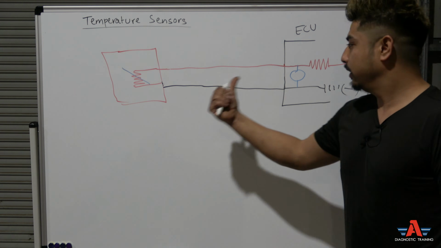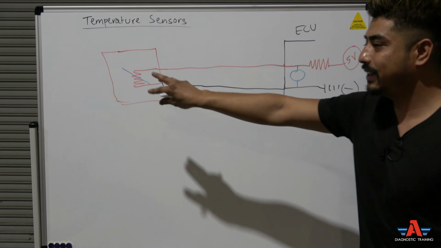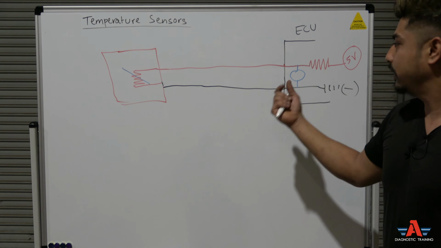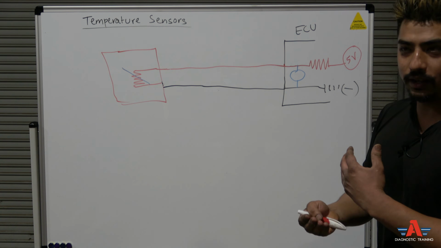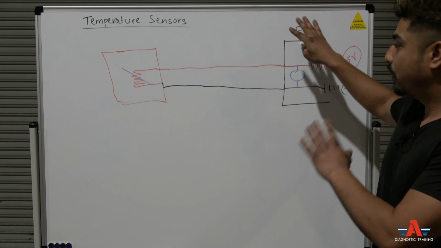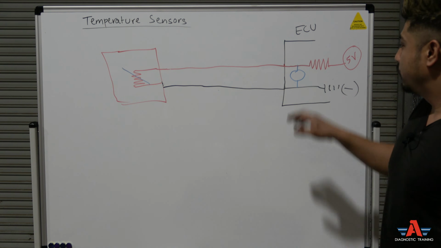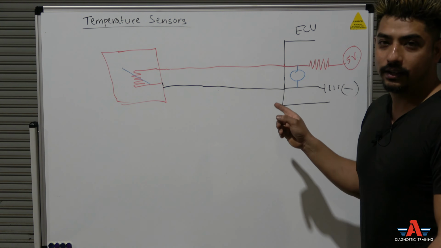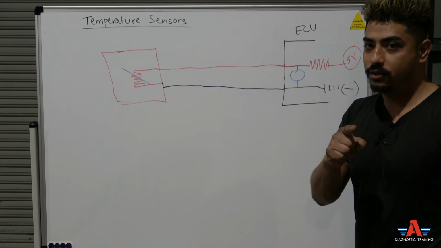And the sensor's not going to tell the computer, hey, I am at 20 degrees Celsius or I'm at 100 degrees Celsius. The sensor's not going to tell the computer that. The sensor's only going to show the voltage reading, and the computer is going to convert that voltage reading into a temperature reading, depending on how the engineers wrote the software. So this sensing circuit is always going to watch the voltage in the circuit, right? Whatever the computer sees right here, that's what you're going to see on the scan tool as well.